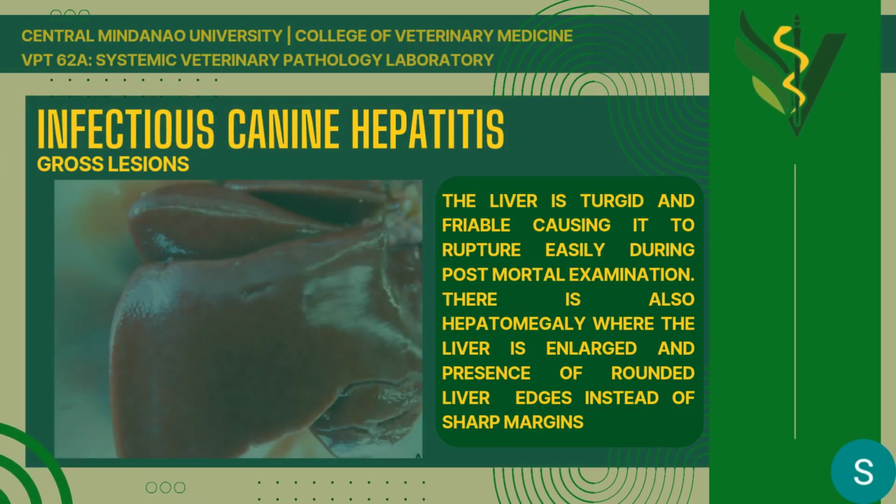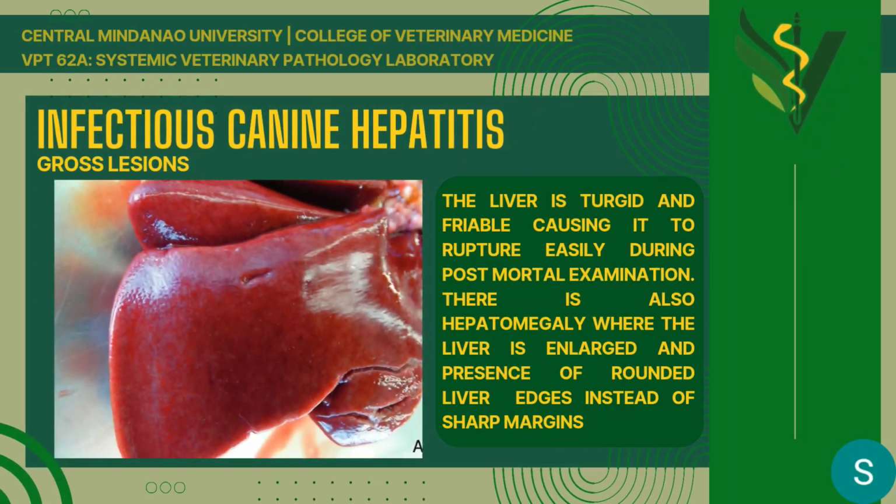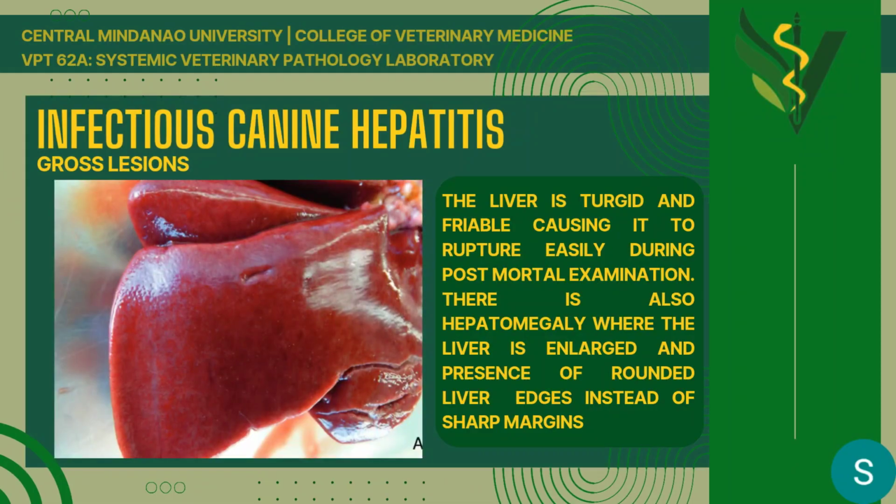For infectious canine hepatitis gross lesions, the most important organ to observe is your liver. So in this case, your liver is enlarged, showing mottled discoloration like pale or red, friability, or also what we call the nutmeg liver. So in this image, it is described as turgid and friable, causing it to rupture easily during post-mortem examination. There is also presence of rounded liver edges instead of sharp margins. So the reason for this is the virus replicates directly inside your hepatocytes and Kupffer cells, causing massive cellular necrosis. So this loss of cells makes the organ friable and weakens its structure.